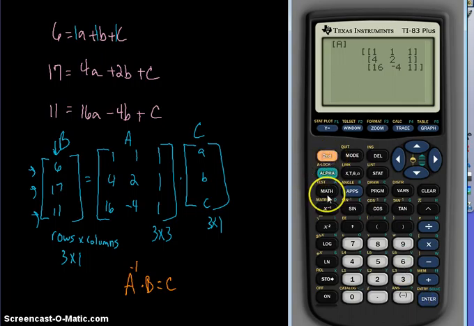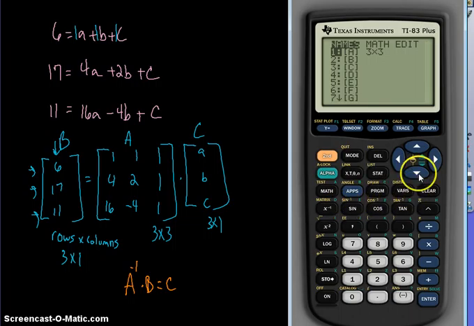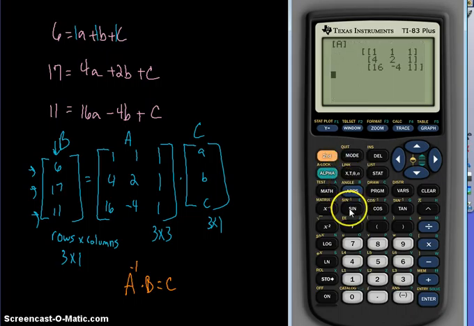So go down to matrix, go over to edit, and then go down to B. After you go to edit, hit enter. It's 3 by 1, so 3, enter, and 1, enter. And the numbers are 6, 17, and the last number is 11. Alright, so after you do that, hit second mode to quit. You've got B plugged in. What you want to plug in is A inverse times B.